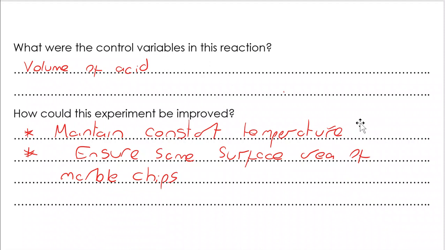At the very least, we could measure the temperature throughout the experiment so that we can see if it changes and decide if that would have an impact. But we could do something to ensure we're using the same surface area of marble chips, and that would help us to get results that we could have a greater faith in, an idea that they are valid.